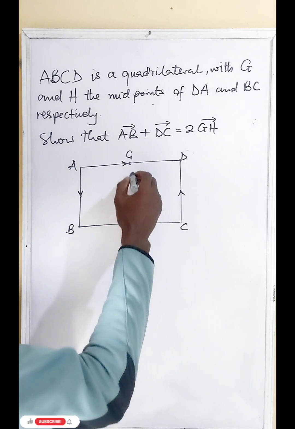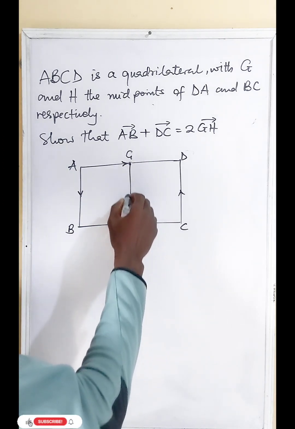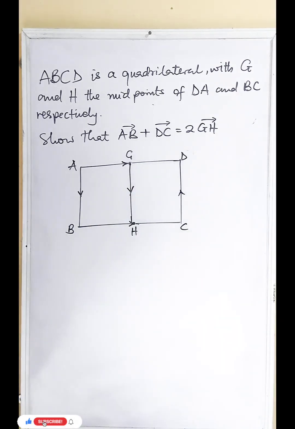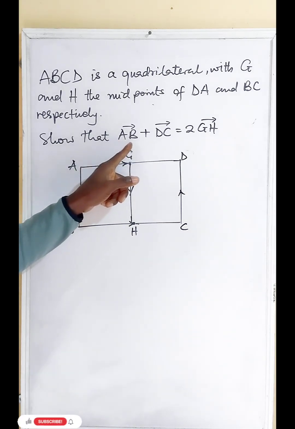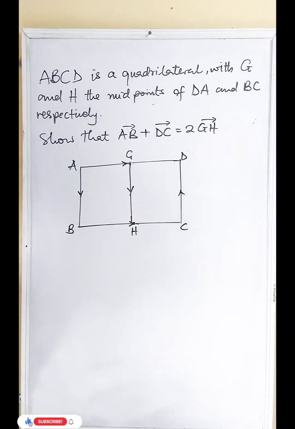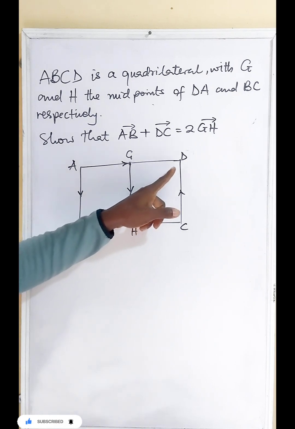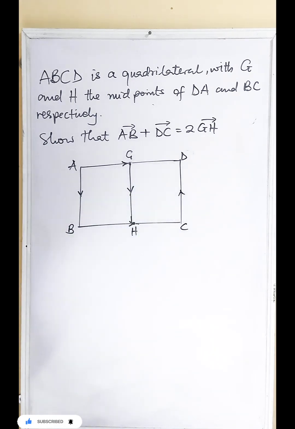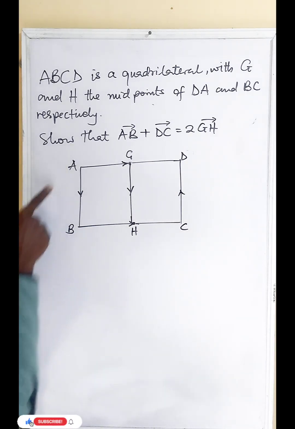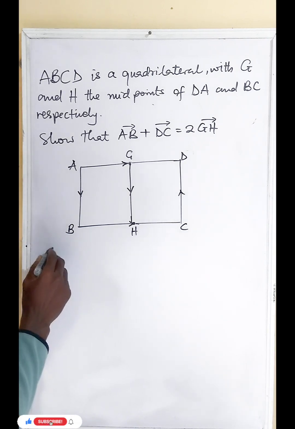So here you have it. Okay, and that is it. Then we have that show AB plus DC equals 2GH. So here is AB and here is DC.